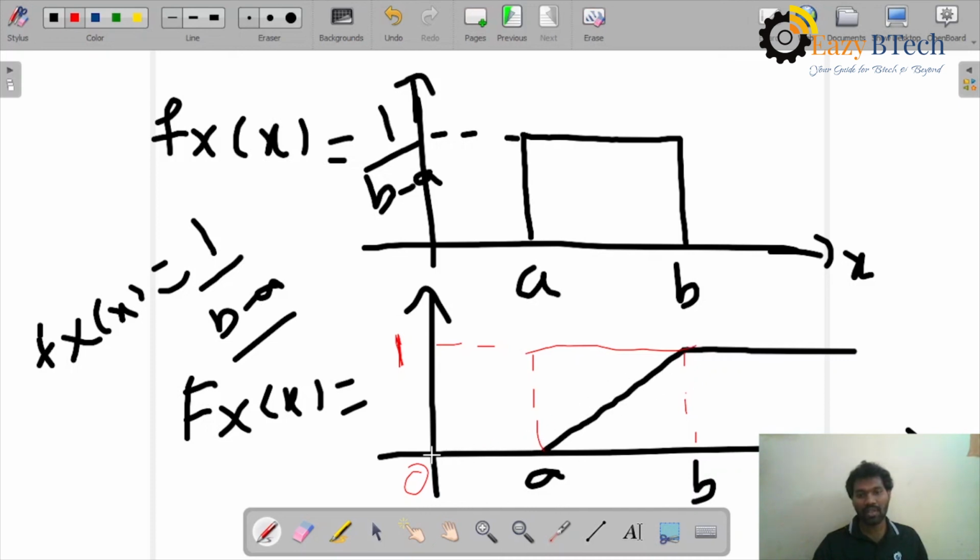So your distribution function goes like this. It starts at 0, with a value of 0 till a. From a to b it is an increasing function, slowly increasing. Afterwards, it is a constant line with an amplitude of 1. This is what we have about the uniform random variable.